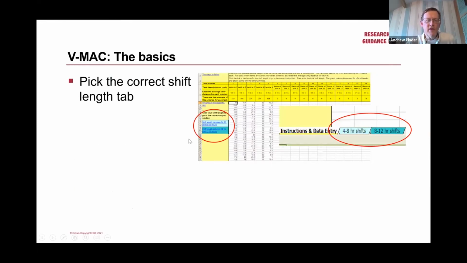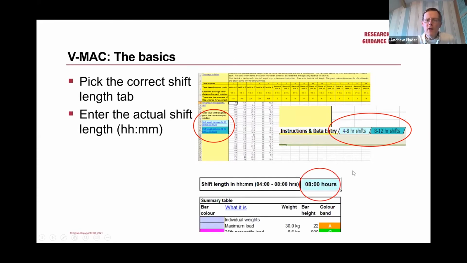And you then need to pick your correct shift length tab. It's between 4 and 8 hours or 8 to 12 hours. There's two different ways of getting there: the links on the left or the tabs down at the bottom of the workbook. In the tab, there's an output box, and you need to put the actual shift length into that.